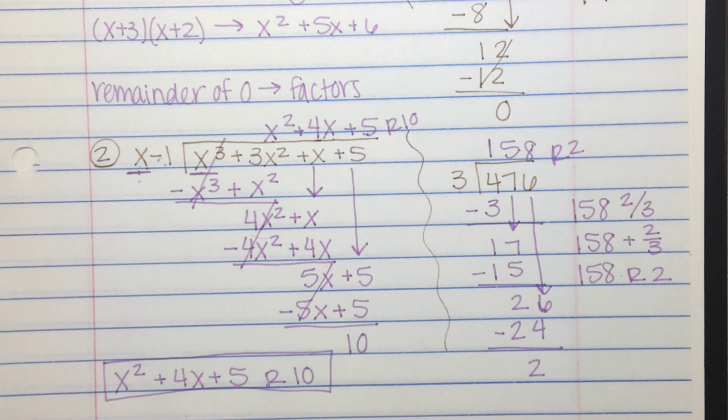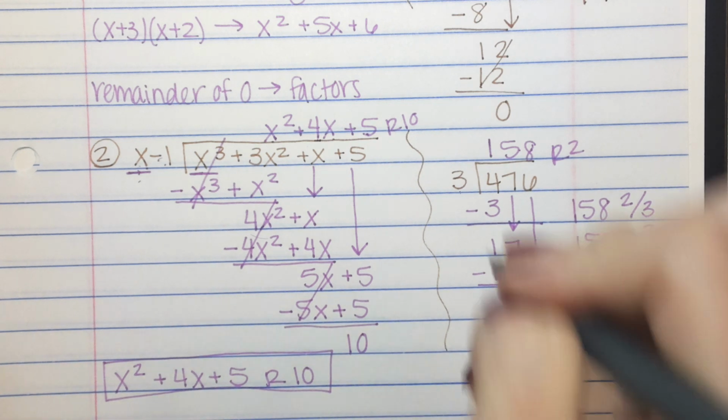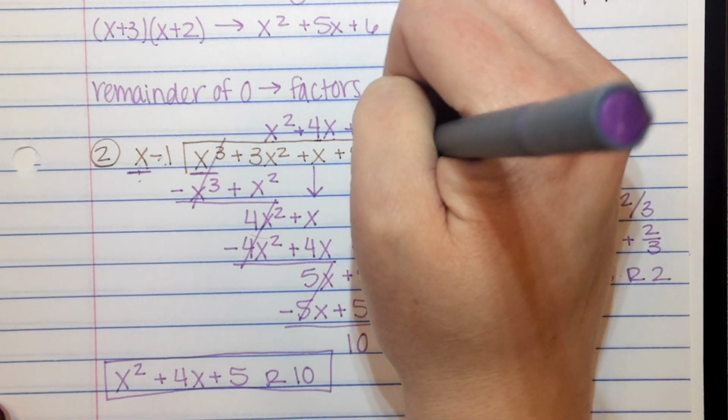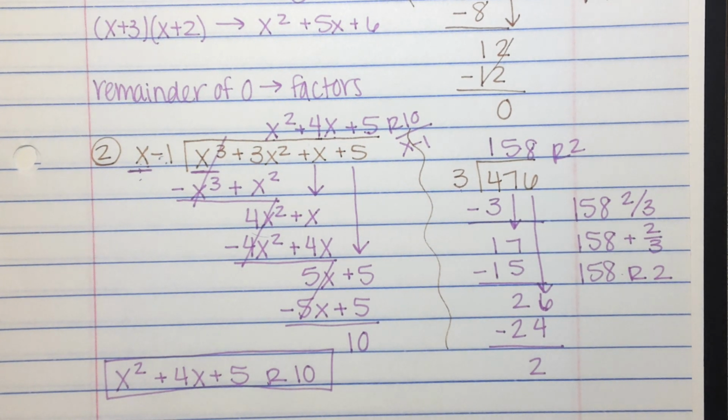Or remember, you could write the remainder the other way: 10 over x minus 1. Either of those will work just fine for us.